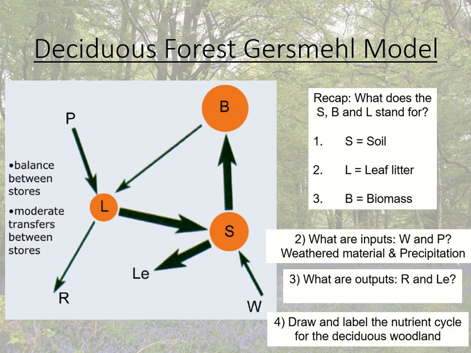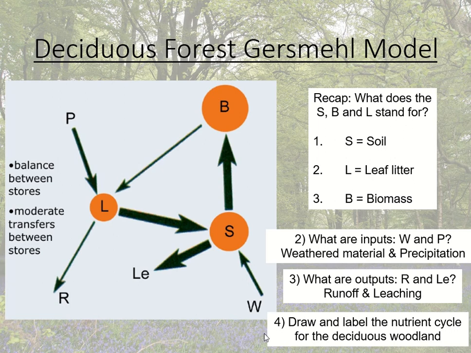What are the outputs of the R and the LE? Okay, the R is called runoff and the LE is leaching. So when you lose nutrients from the litter store, it's because too much rain has picked up those nutrients or picked up dead leaves, etc., and washed them away into the river out to sea, and that's called runoff. And also rain can go through the soil layer and remove nutrients by this process called leaching.